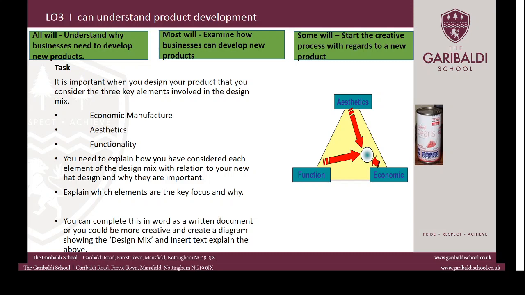So, what you need to do is explain how you've considered each element of the design mix in relation to your hat design, or how you're going to consider it, and why it's important. So why is it important to consider aesthetics when designing a hat? Why is it important to consider functionality when you're designing a hat? Why is it important to consider how much you are going to be able to produce the hat for? So you need to explain all three elements.